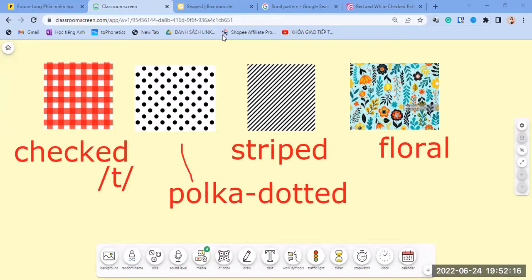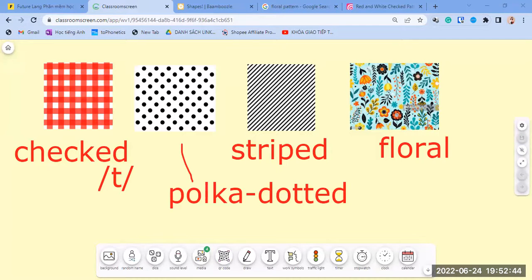And who loves polka dotted pattern? Type number 2 in the chat box if you like polka dotted pattern. Yes, Daisy loves it. Lena, Bunny. Who else? Just three? Carrot. Okay, great.